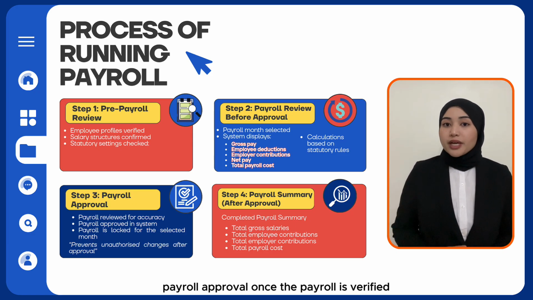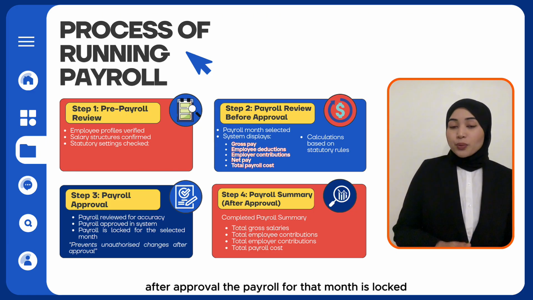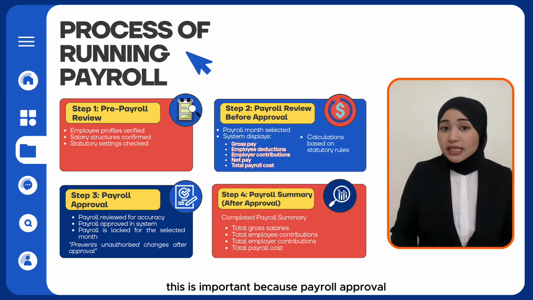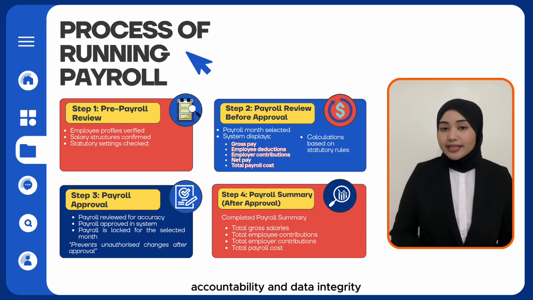Step 3. Payroll approval. Once the payroll is verified, it is approved in the system. After approval, the payroll for that month is locked, meaning no unauthorized changes can be made. This is important because payroll approval acts as an internal control mechanism that ensures accountability and data integrity.